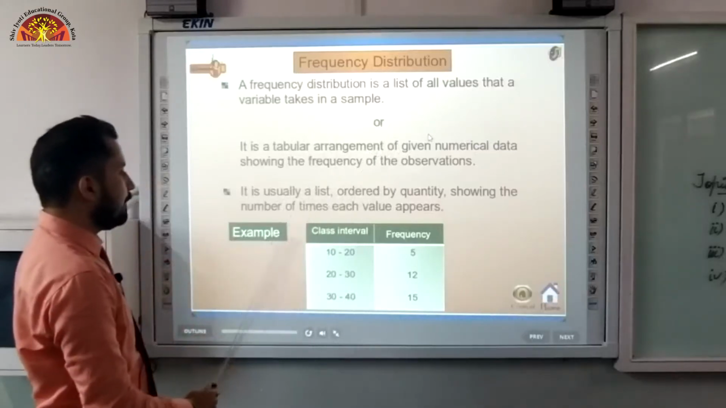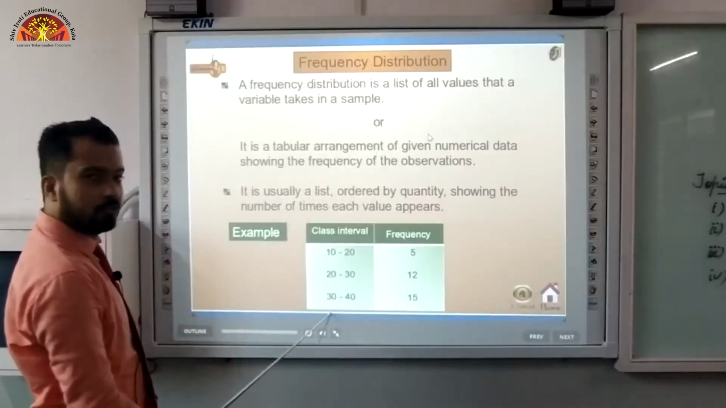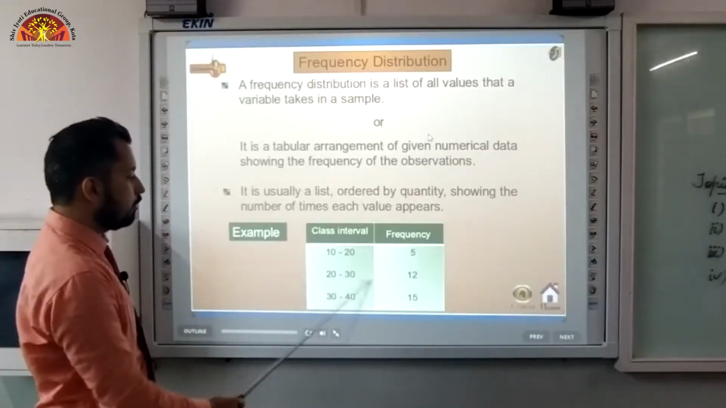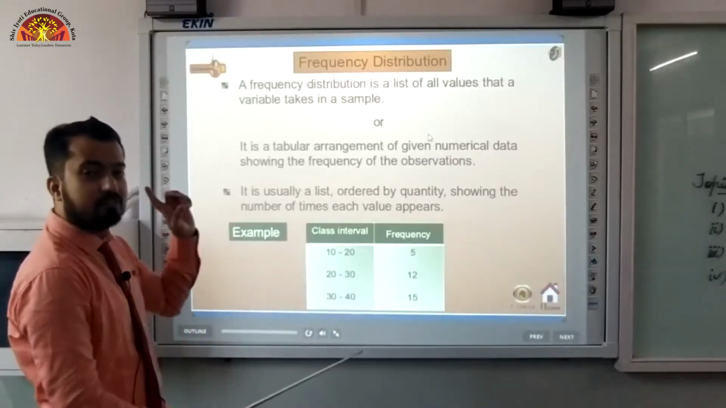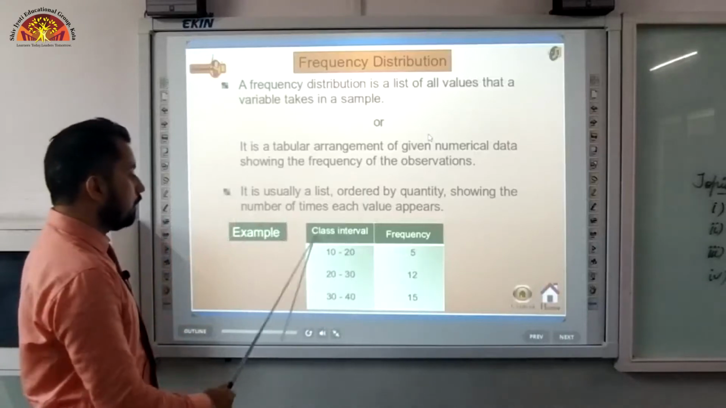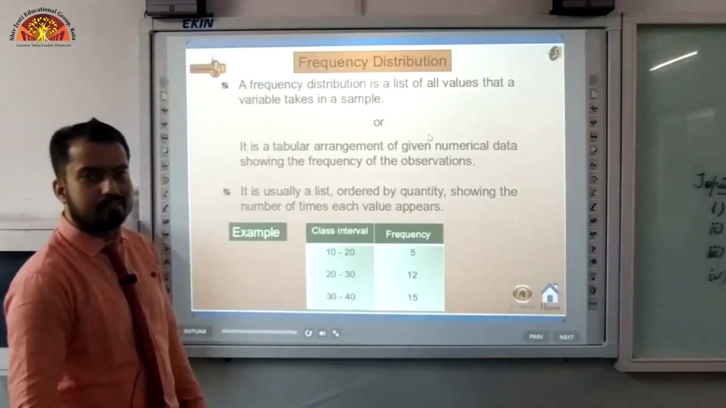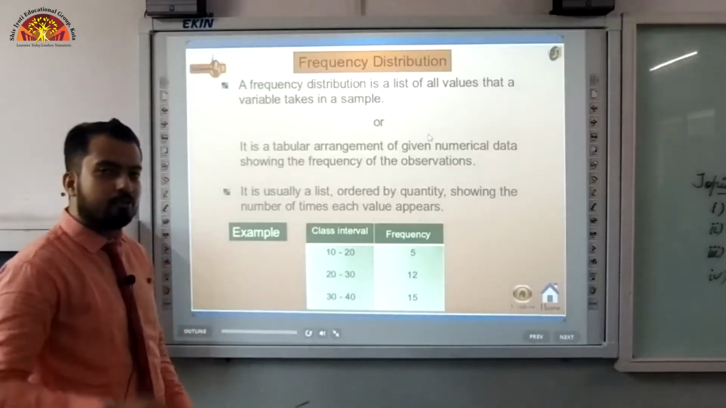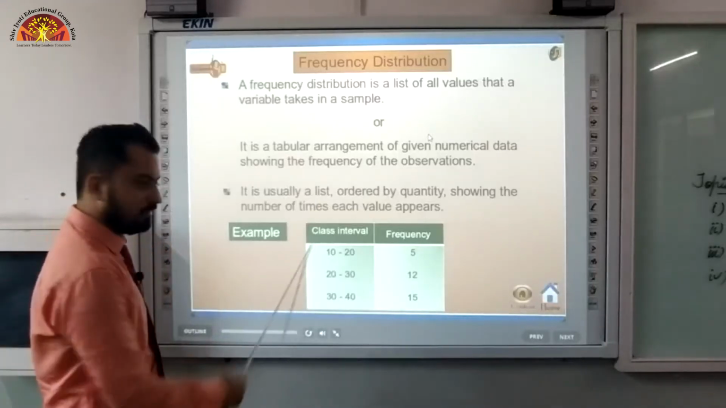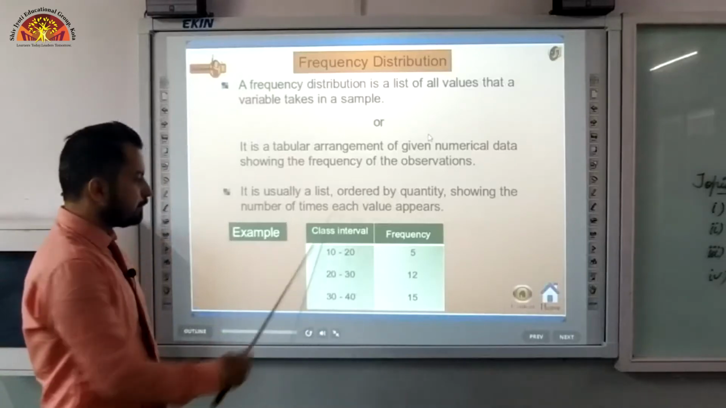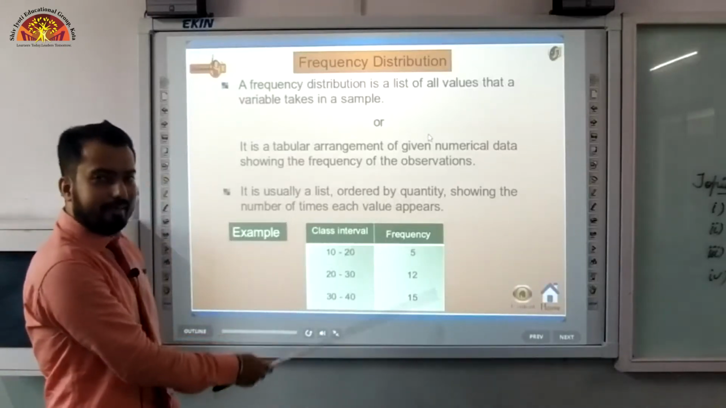Further, you have this example also, where you have the class intervals 10 to 20, 20 to 30, 30 to 40. As in the previous class, I told you that whenever we convert the data into these types of classes, they are known as a continuous series. And in the continuous series we find two things, the classes or the groups in the data and the frequency as well.